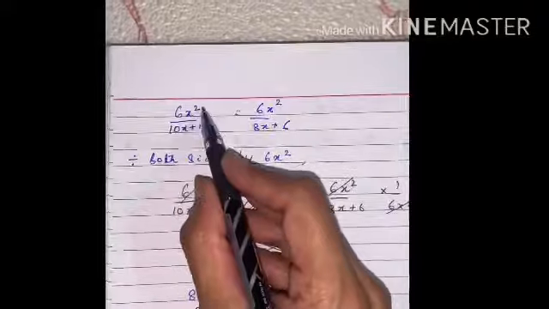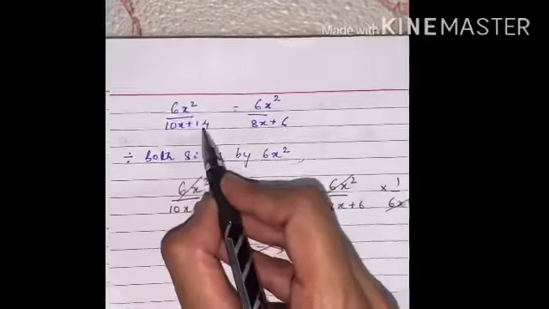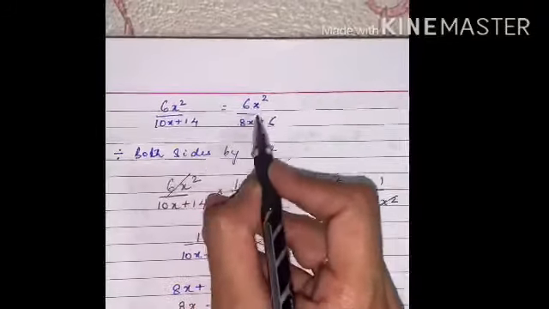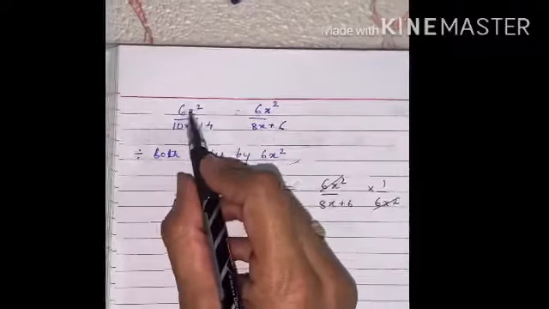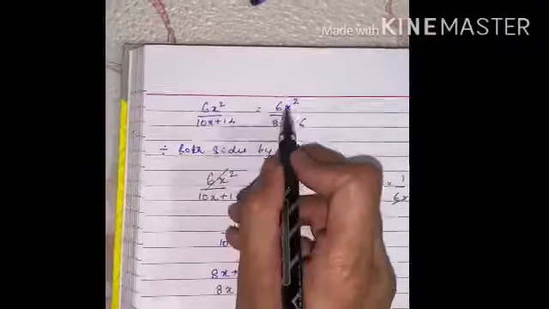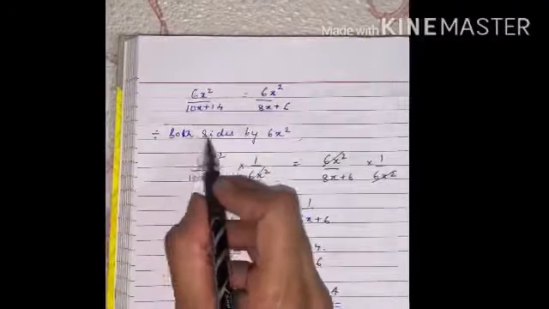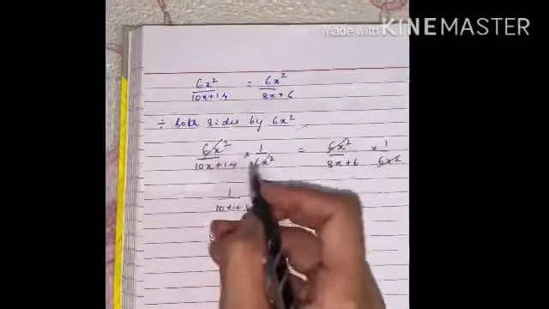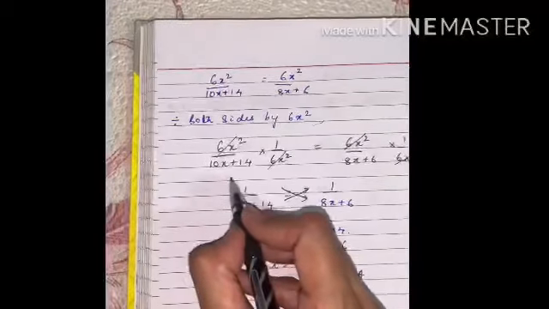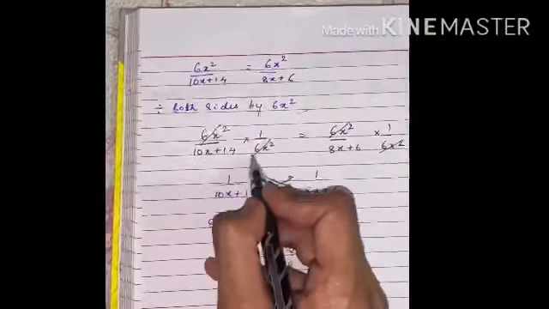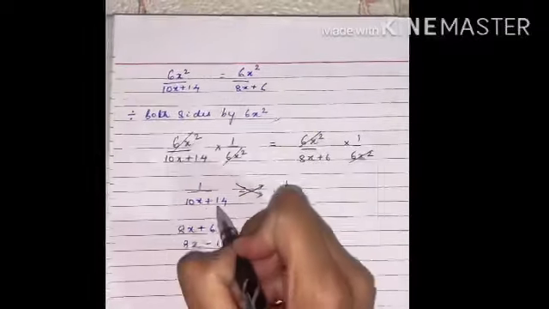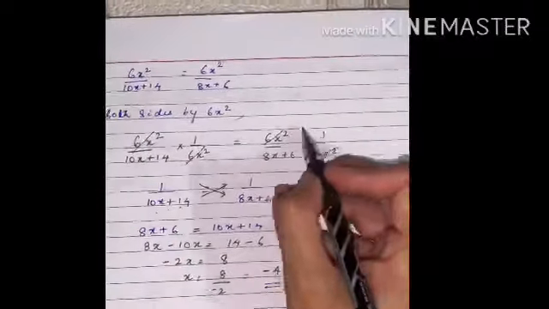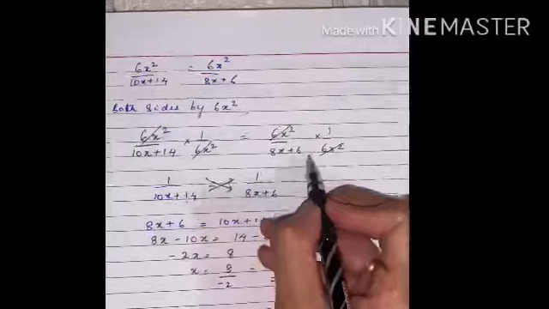So you are left with 6x square by 10x plus 14 equal to 6x square by 8x plus 6. So if I divide by 6x square, I get 1 in the numerator both sides. So divide both sides by 6x square. When you divide by 6x square, that becomes a reciprocal. So 6x square gets cancelled, you get 1 by 10x plus 14. Same way, other side also you get 1 by 8x plus 6.